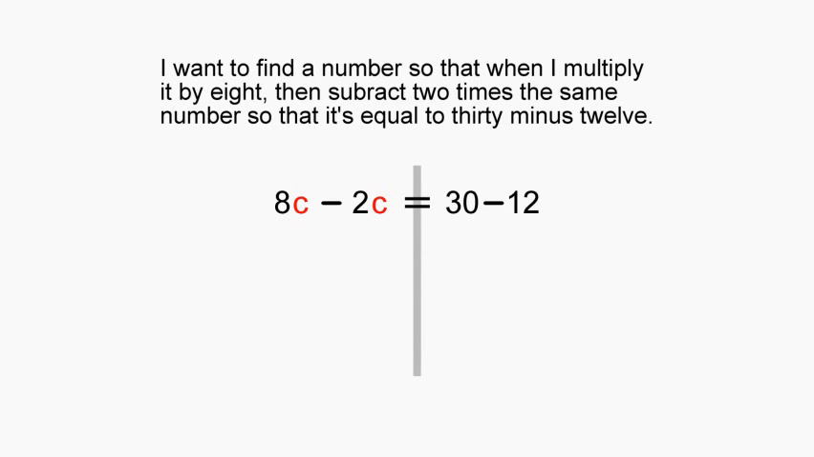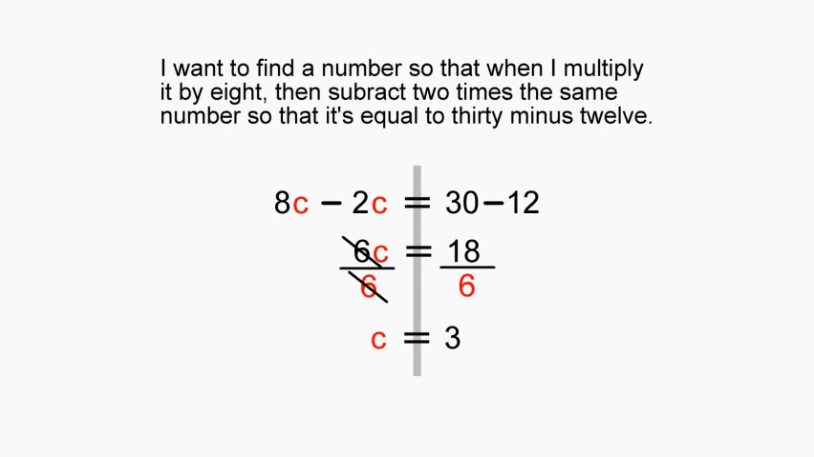First, let's put up our equal sign barrier to separate the left side of the equation from the right side. The first thing I can do is simplify both sides. On the left side I have two c things I can combine or simplify, and on the right side I have two regular numbers I can also combine or simplify. 8c's minus 2c's is 6c's. 30 minus 12 is 18. Next, in order to get the c by itself, I have to divide both sides by 6. The 6's cancel out on the left side, and on the right side, 18 divided by 6 is 3.